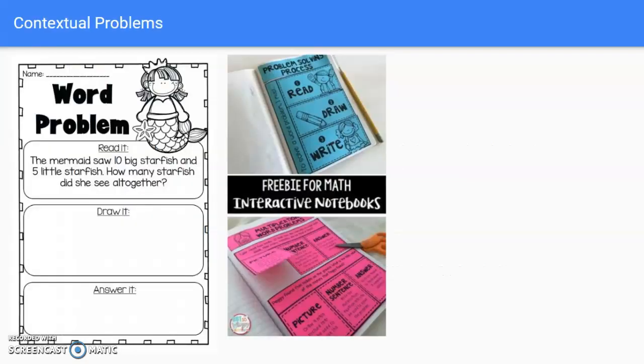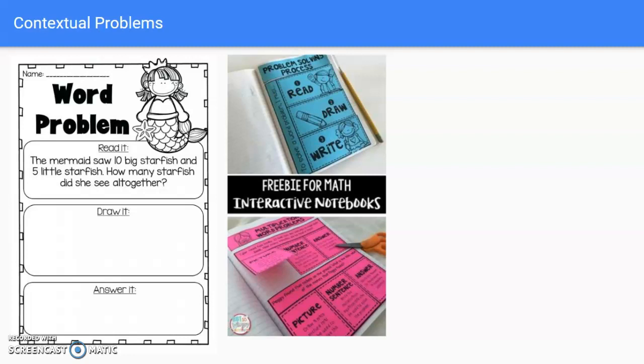And then here are some examples of some contextual problems that you could use in your math class. I like interactive notebooks. I've seen lots of different methods and different types of lessons within these interactive notebooks. So this is just an example.